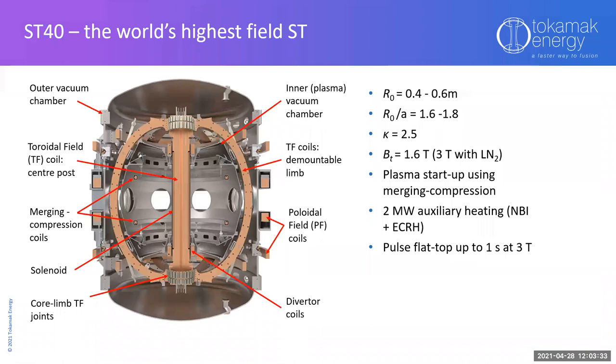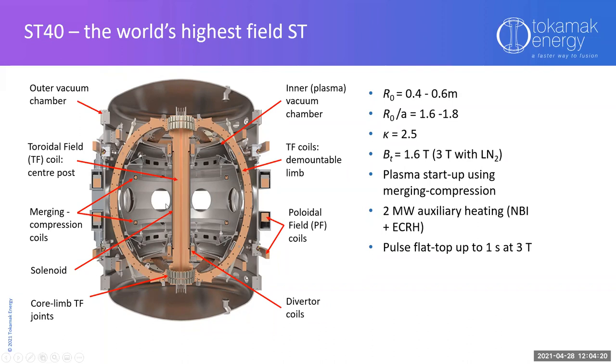Right, here is a picture of how ST40 looks from the inside. You see here the toroidal field coils that meet in the middle. There are two vacuum chambers. There is an inner vacuum chamber, which is this one here, where the plasma is generated. And there is an outer vacuum chamber, which is outside the toroidal field coils. And there is a central solenoid here, which allows us to drive the plasma current.